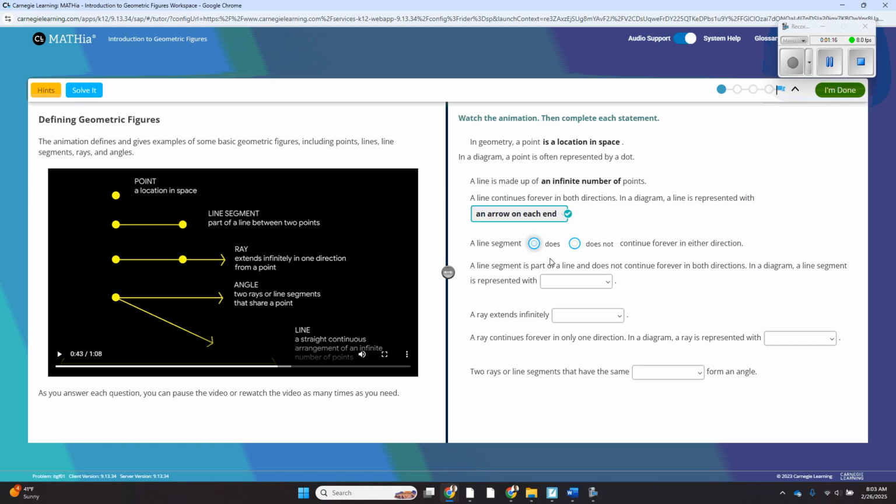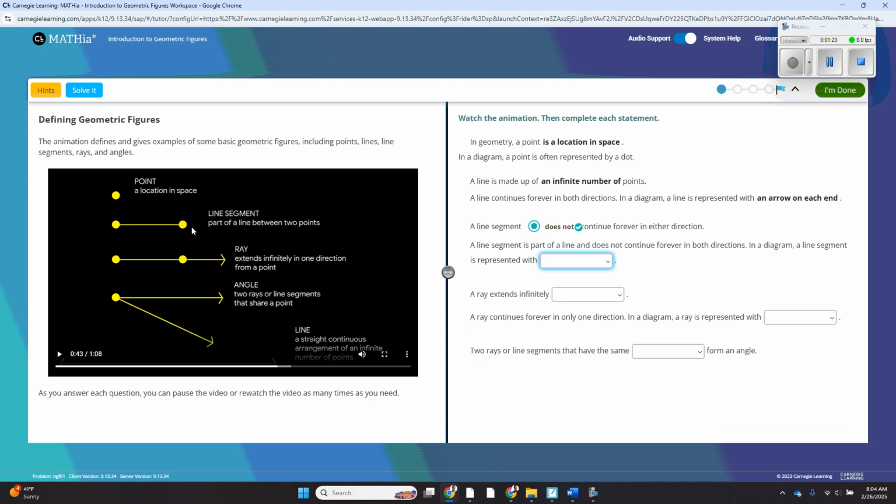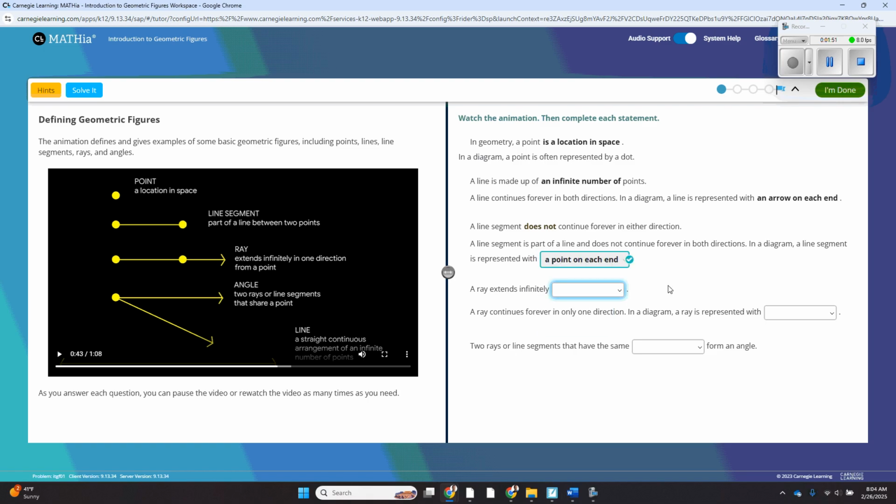A line segment, does or does not continue forever in each direction? This one does not, because it stops on either side. This is the line segment over here. Back to the questions: a line segment is part of a line. It does not continue forever in both directions. In a diagram, the line segment is represented with, instead of the arrow on each end like a line had, a point on each end.